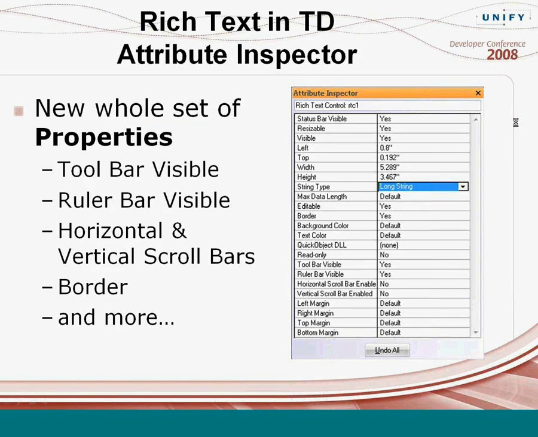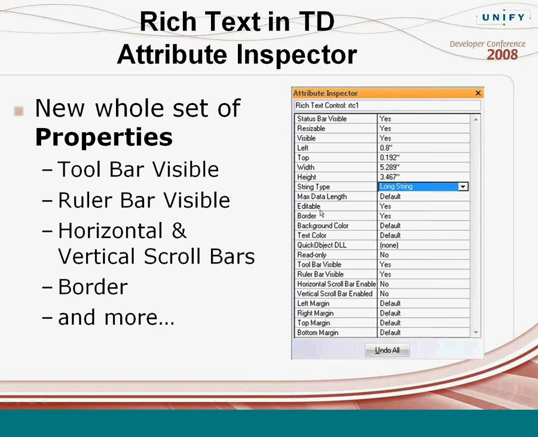So you have the controls palette, but you also have all the properties for a rich text object in the attribute inspector as well. So you have a whole new set of properties, like making the toolbar for the rich text object visible or not, making the ruler bar visible or not. You can also set horizontal and vertical scroll bars for your rich text object, set borders, and many more. As you can see, the attribute inspector is now totally compatible with the new rich text object.